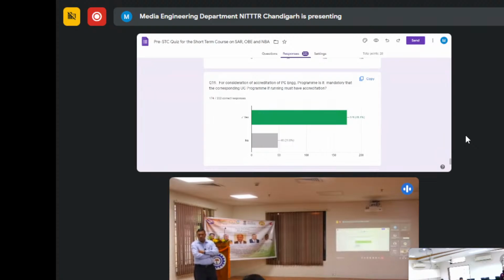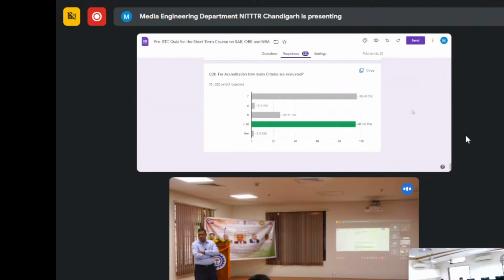If you are running a UG program and you are going for a PG accreditation of that program, suppose you have civil engineering UG, your UG must first be accredited, then only you can go for PG. This is a must. If you don't have UG, then you can directly go for the PG. Like in the NITR system, all our programs are accredited, but we don't have UG, so it is directly PG accreditation.